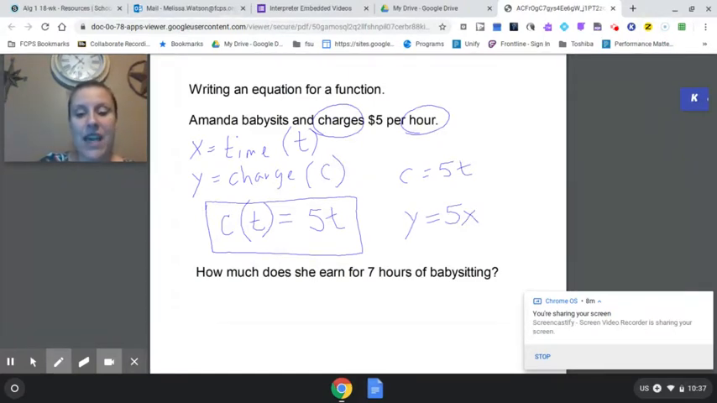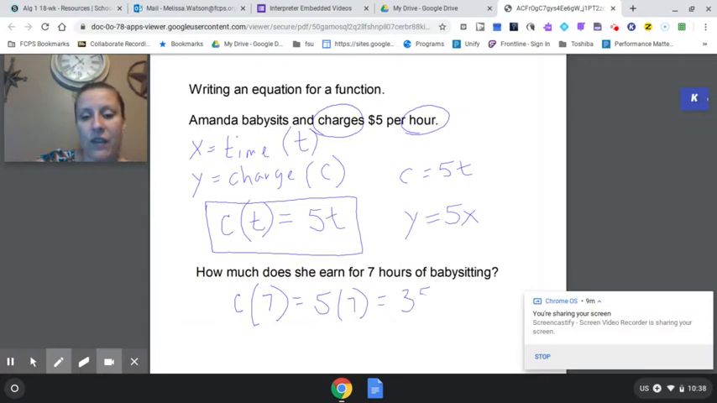Okay, so if we want to know how much she's going to charge for 7 hours of babysitting, I would say the charge at 7 hours is equal to 5 times 7. Or the charge for 7 hours is $35.